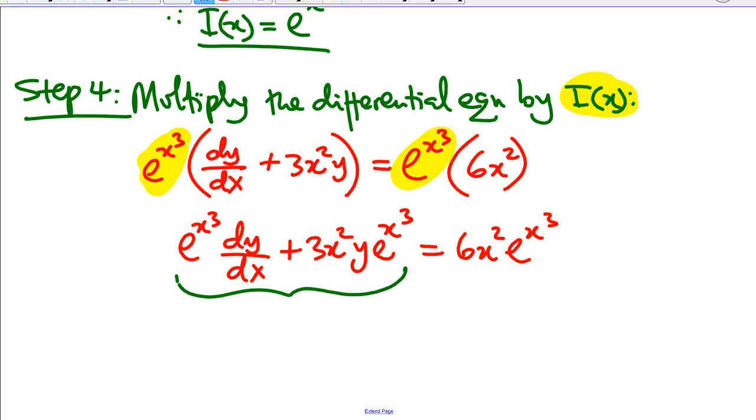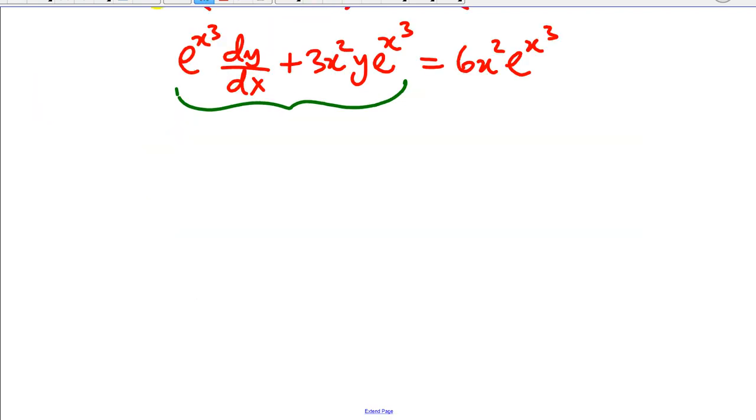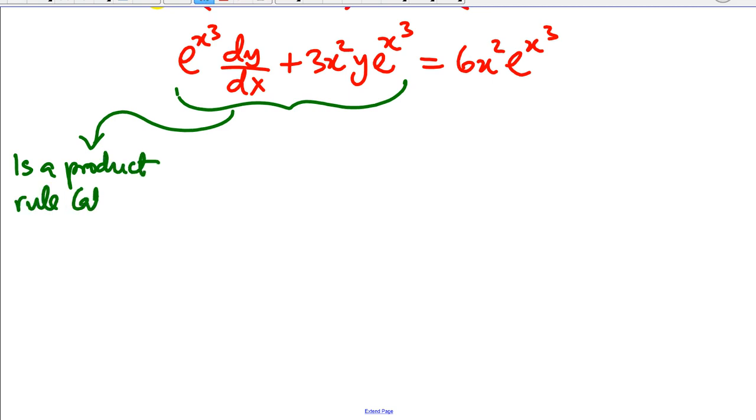Now, I don't know if you can realize, but this is a product rule calculation. But where is it coming from? Where is this product rule calculation coming from?